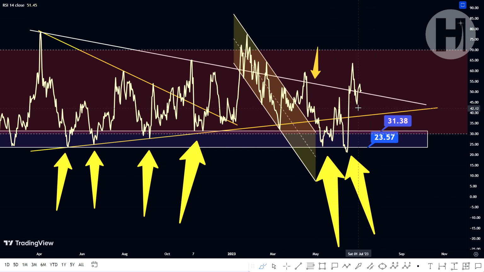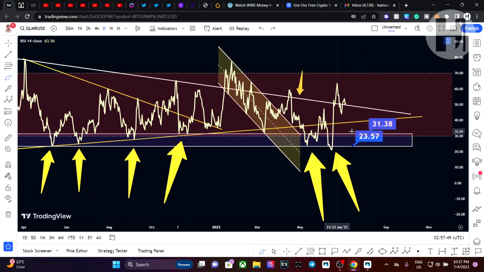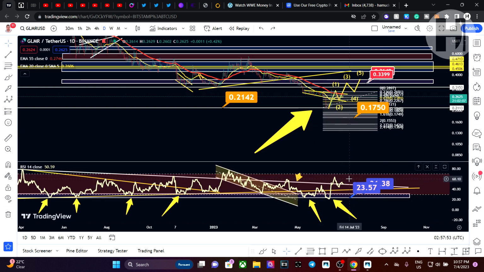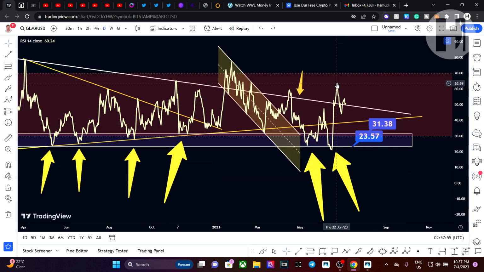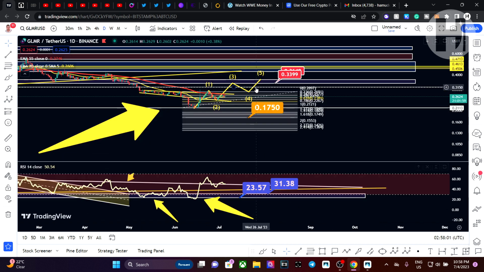But if we continue pumping with this next wave that we're potentially looking at in terms of the Elliott wave theory, then the RSI could come up all the way back up to this local high that we printed on June 22nd, sitting around 63.3.